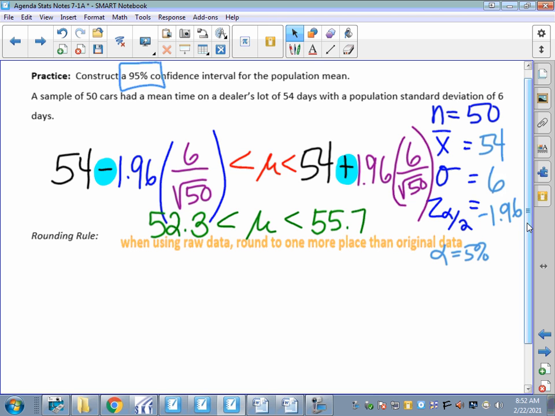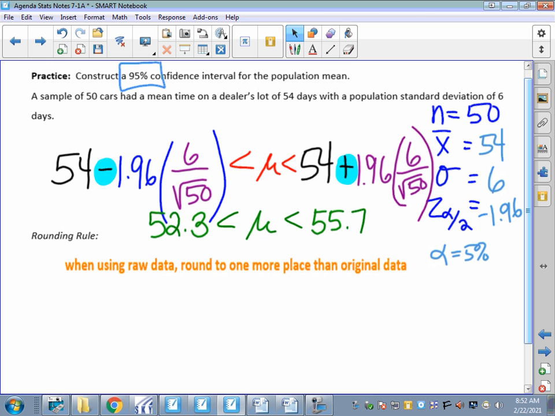The rounding rule, if you're using raw data, which we are, right? We're saying 50 cars in 54 days. Standard deviation is 6 days. Round to one more place than our original data. That's why I went to a 52.3 and a 55.7, one more decimal place than our 54. Basically, look at your x bar.